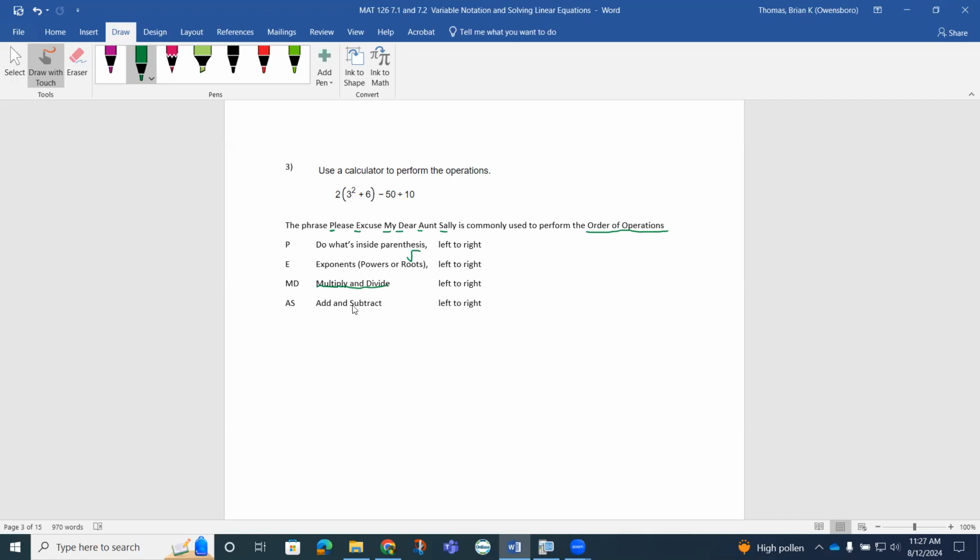AS stands for adding and subtracting, and they're very similar as well. You have to add and subtract at the same time from left to right. So that's what we call the order of operations.